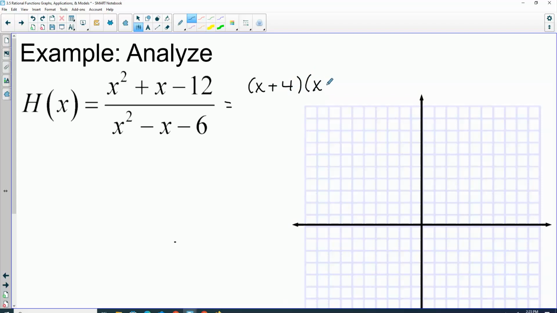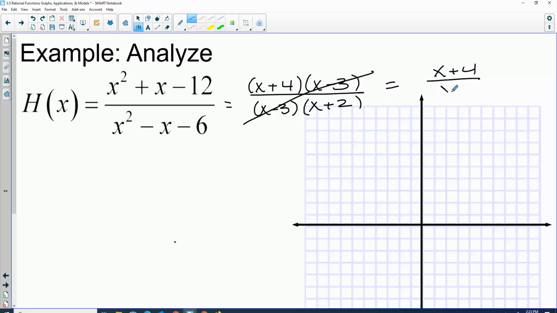So this is x plus 4, x minus 3, or x minus 3, x plus 2. What happens? This turns into x plus 4 over x plus 2, which is what I'll need to use when I graph, but because something cancels, I know there is a hole in the graph. We need the ordered pair for that.